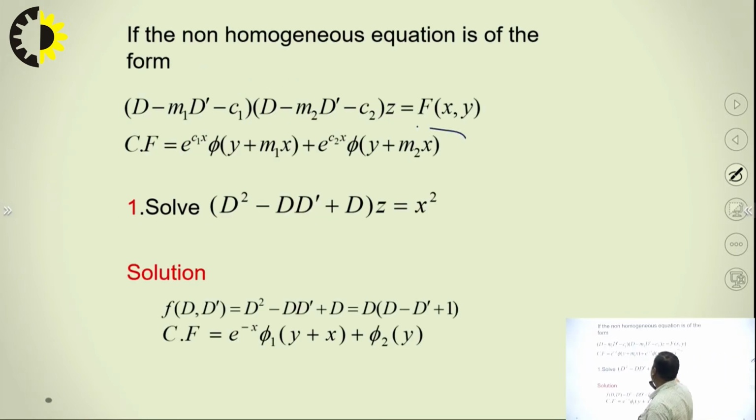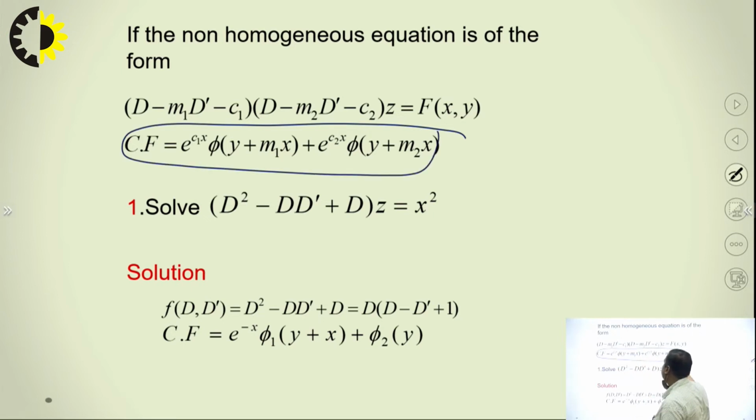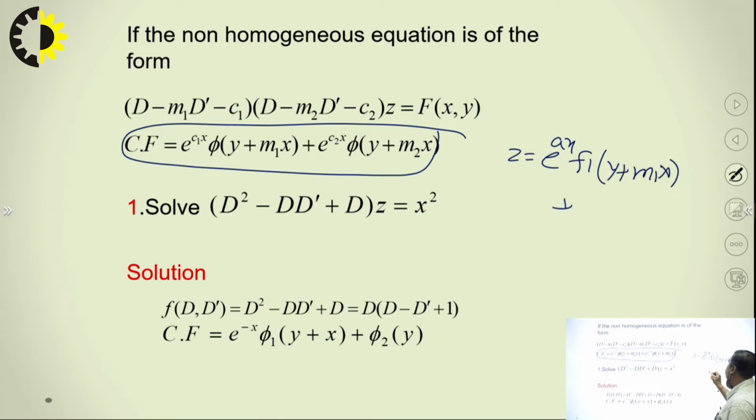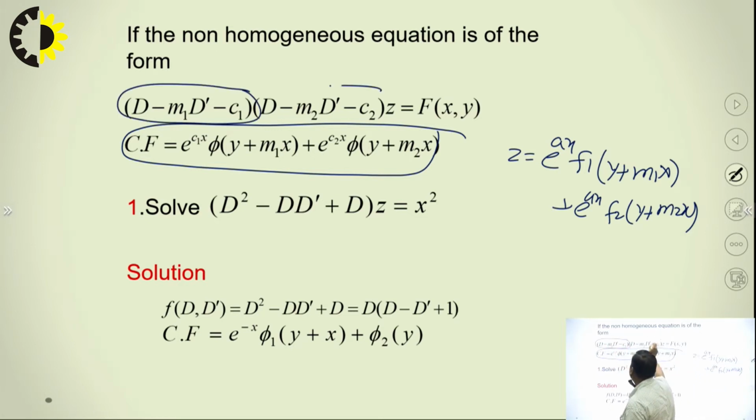And solution is given by z is equal to e की पावर ax f1(y plus m1x) plus e की पावर ax f2(y plus m2x). If there is another variable, then we write like this. Compare this term and compare this term. Now let us take the example for this.